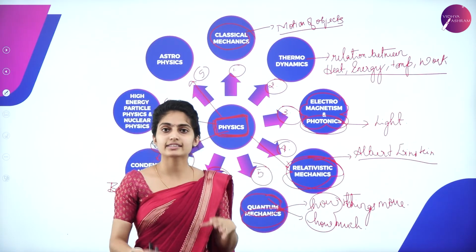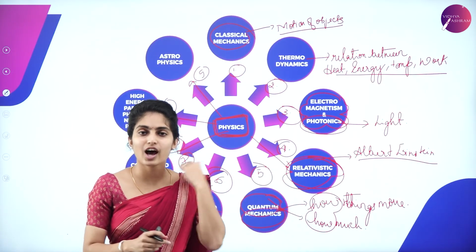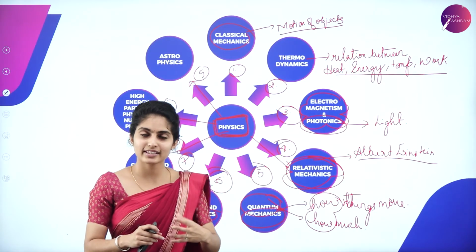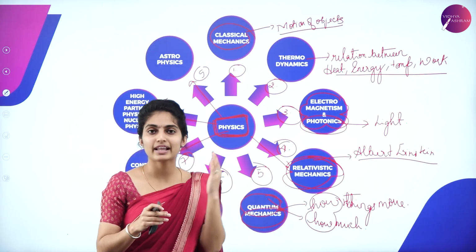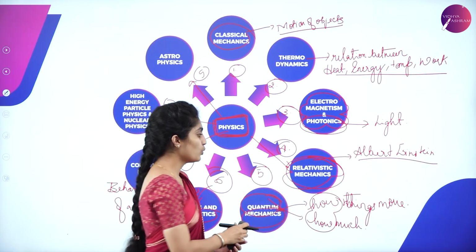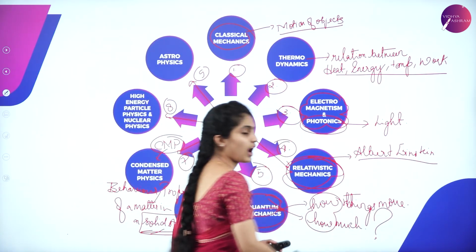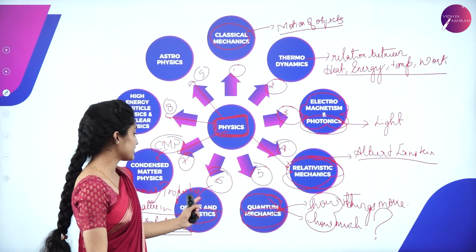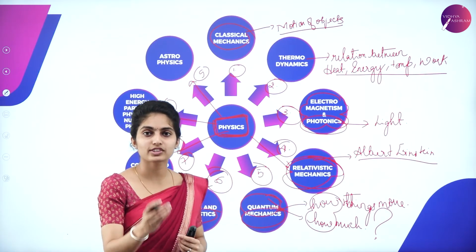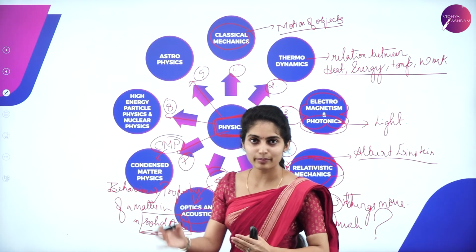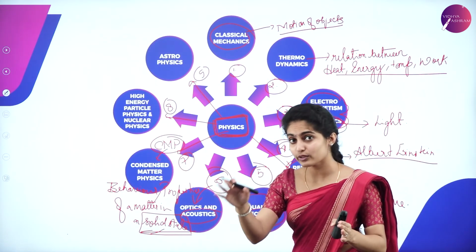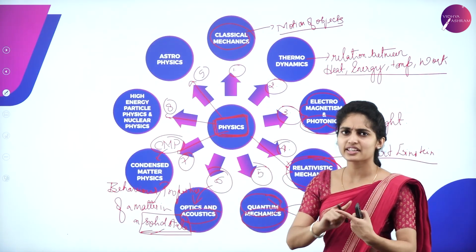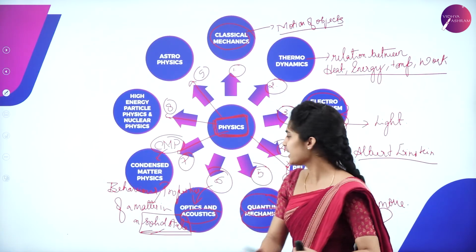And quantum mechanics is like how things move and how much it moves. Quantum mechanics is a branch of physics to know how things move. Quantum is derived from a Latin word which means how much. Next is optics and acoustics, where in optics you will study the interaction of light with matter. Acoustics is sound waves, that is mechanical waves interacting with the states of matter, gaseous, liquid or solid, anything it can be.